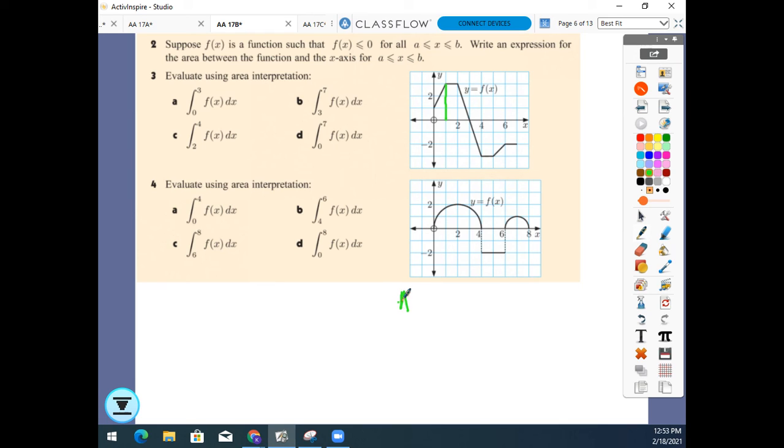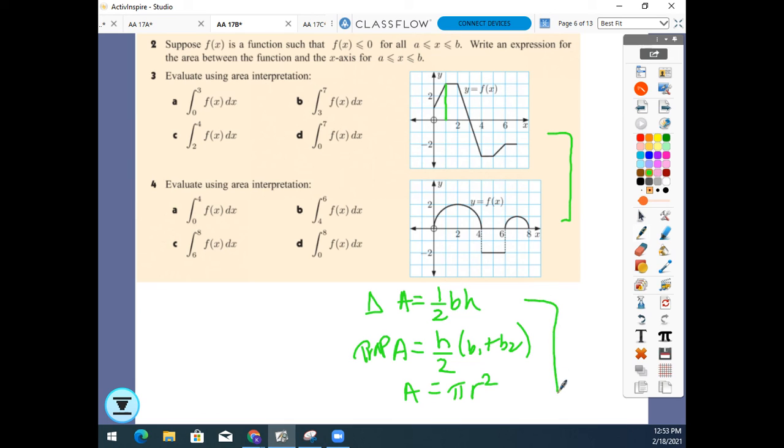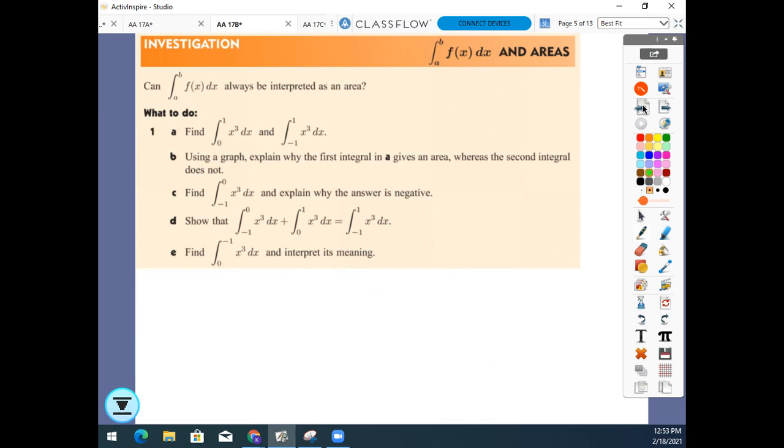So if you see area of a triangle, 1/2 base times height. Area of a trapezoid is h over 2 times base 1 plus base 2. Area of a circle is pi r squared. So in the graphs down here, you're going to use these areas and figure out all the different little ways to get that integral value. But first, work your way through this part and think about what it's asking and interpret. Then we'll talk about this tomorrow.